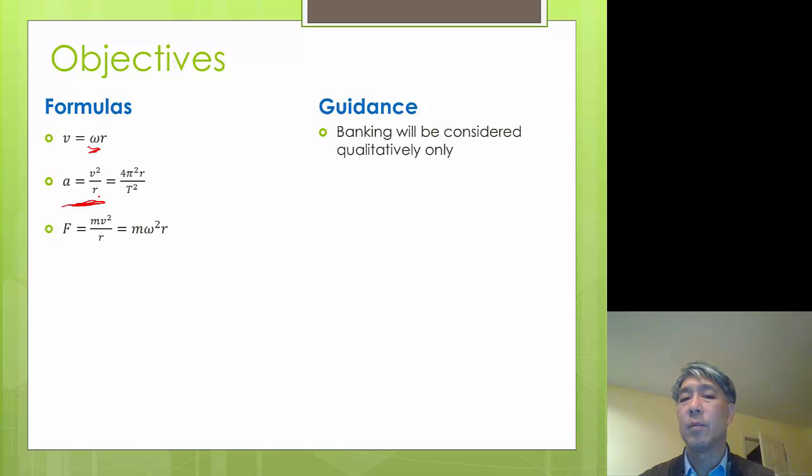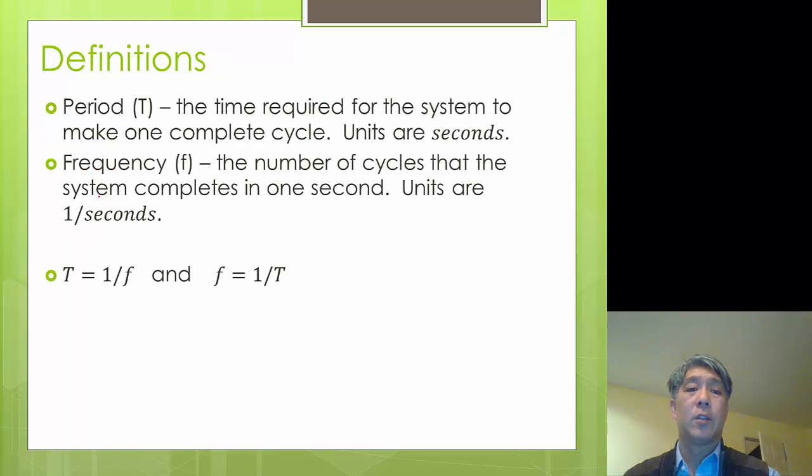Under guidance, there's this term called banking. It says we'll only consider banking from a qualitative standpoint. We won't actually have to do calculations, but we will work through some problems so we understand what banking is. Banking is what happens when you're trying to make a turn and it's not on a horizontal surface. A lot of our road exits are banked, and it allows you to make the turn at a greater speed than normal.